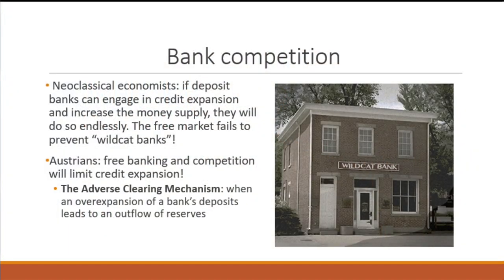And this is when an overexpansion of a bank's deposits leads to an outflow of reserves. So if a bank expands credit beyond its supply of reserves, it's going to lose those reserves, because another bank is going to want to redeem the money substitute for the money proper. This is the market at work. So if the Newman Bank made a $90,000 loan to Jim, it would quickly go out of business.